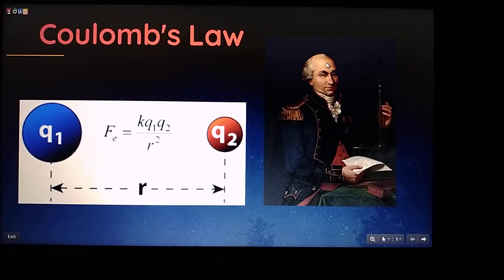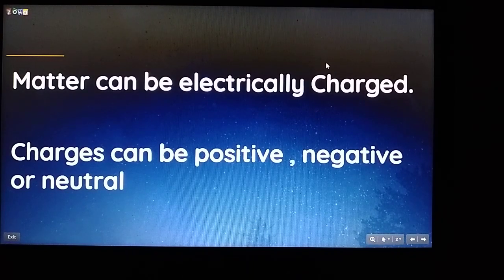Hello students, today I am going to discuss Coulomb's law. This fundamental law of electrical science is also referred to as the inverse square law. A few basic things that I have already discussed in the last video: matter can be electrically charged, and charges can be positive, negative or neutral.